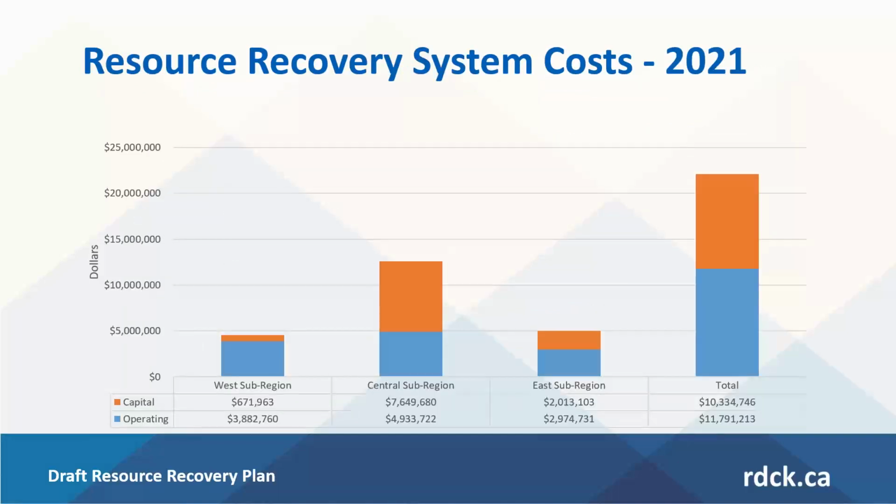Taking a snapshot of the costs in 2021, this graph shows in blue the operating expenses for each subregion and total, as well as the capital expenses in orange for each subregion and total. There's a lot of capital going on this year, not as much in the West, but a lot in the Central and the East with the construction of the composting facilities. The important thing to look at is, we know capital can vary from year to year, but operating is relatively consistent, and the operating budget in 2021 is coming close to $12 million a year.